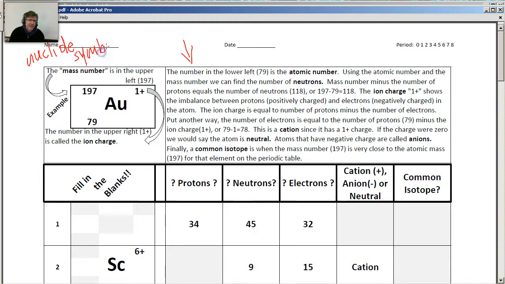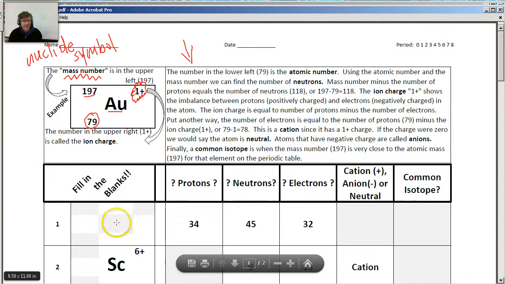It's got the atomic symbol, Au. This is a sample, right? It's got the atomic number down here, lower left, which is also the number of protons. It's got the mass number up here in the upper left. And it's got the ion charge over here in the upper right. So, given protons, neutrons, and electrons, you can put all that information around a symbol here.